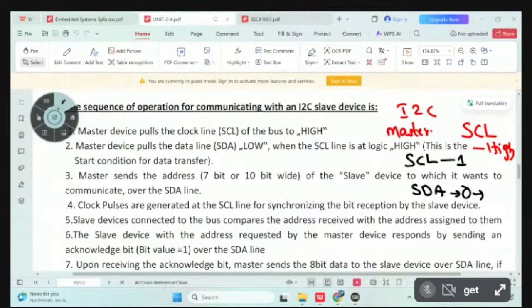Once again the master should generate the SDA signal as 0, because here we have a SCL signal is 1, automatically SDA signal should be 0, right? So this is the second point, right? So master device pulls the data line in the, at the starting position only, the starting time only. So the value should be 0 because SCL value is 1.